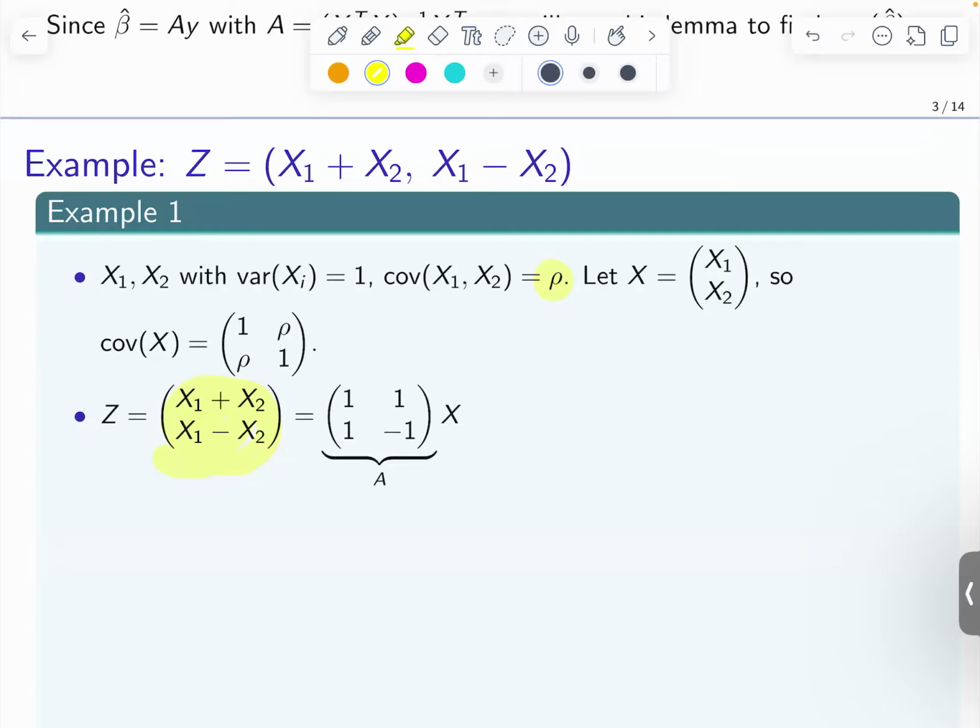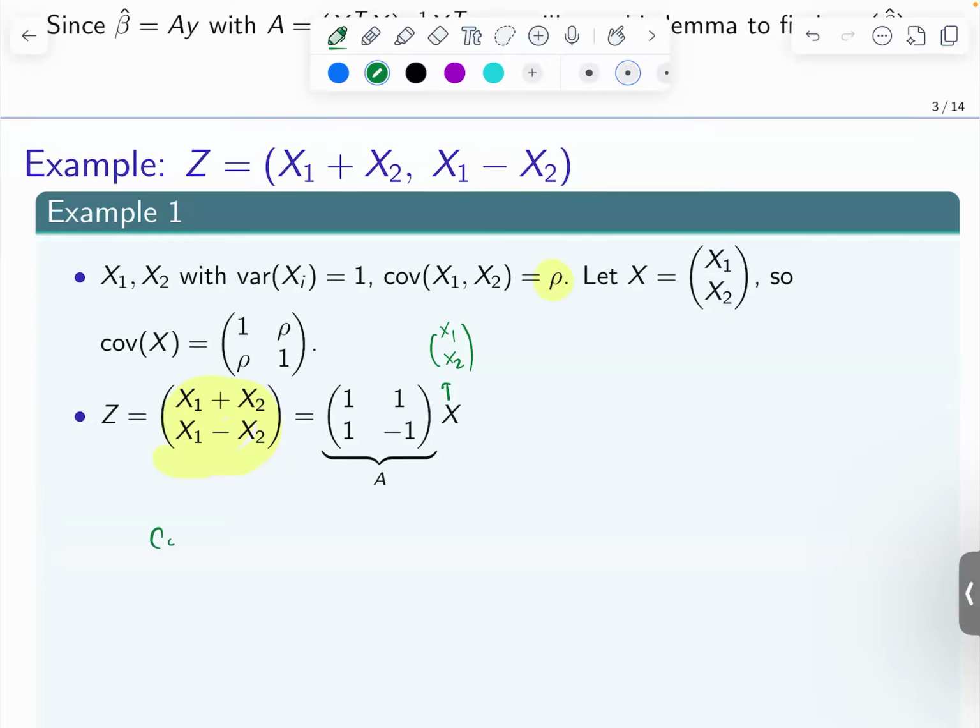And if you can just check, I just write it as this matrix [1, 1; 1, -1] times x. And x is just x1, x2. Just do the matrix multiplication, it's really clear. Okay.